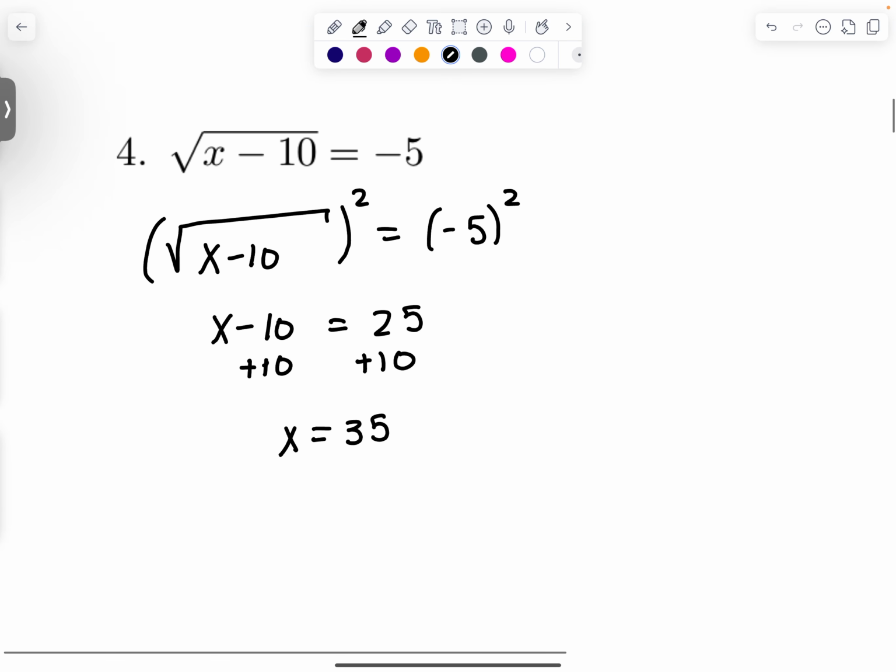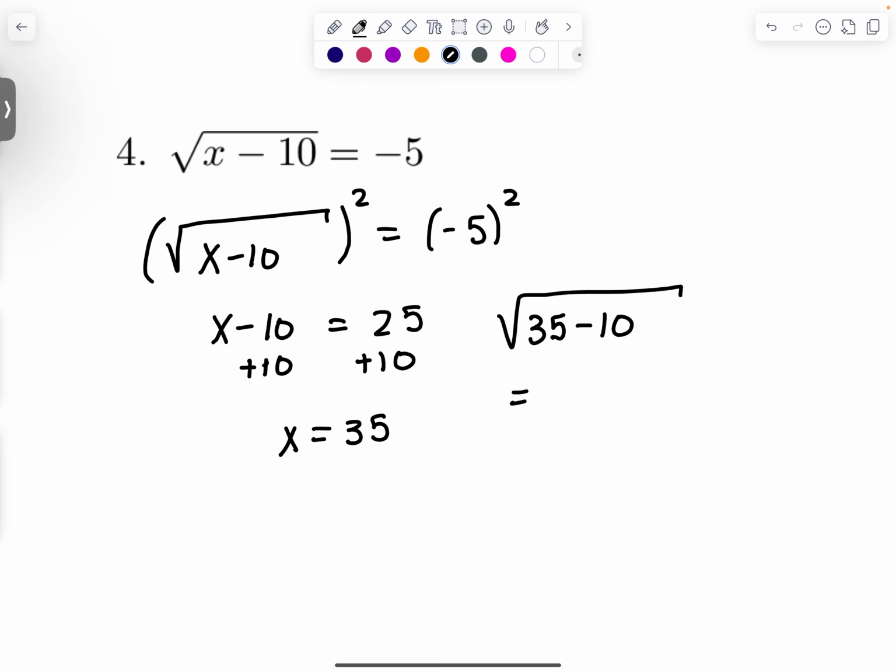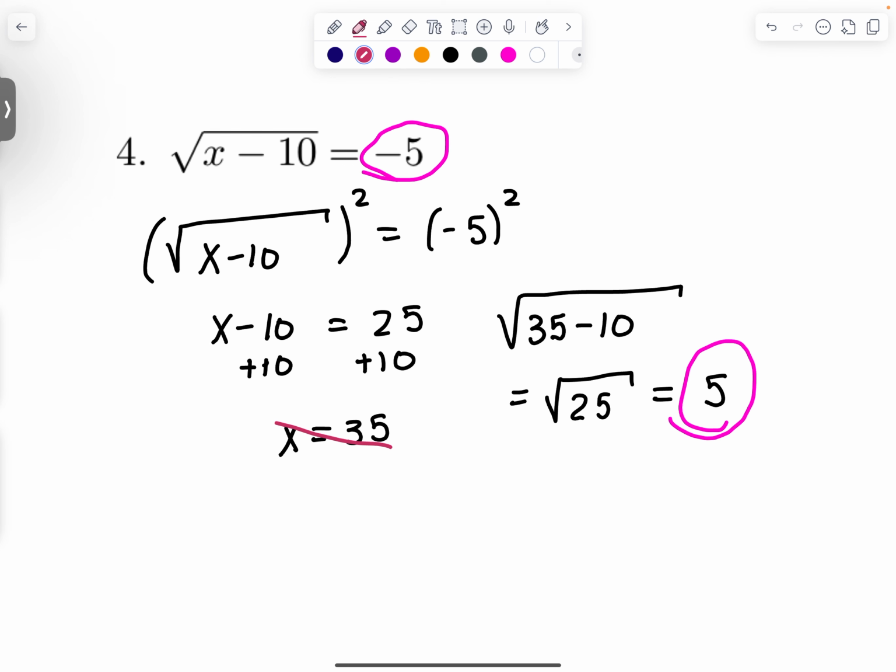All right, now again, we're going to want to check our solution to make sure it actually works. So we plug in that 35 minus 10. That gives us square root 25, which gives us 5. But this value does not equal the negative 5. Therefore, x equaling 35 is not a solution. Why is this the case though? Because it seems like everything works out and we do get a value. Why does this not work when we plug it back into the original equation?